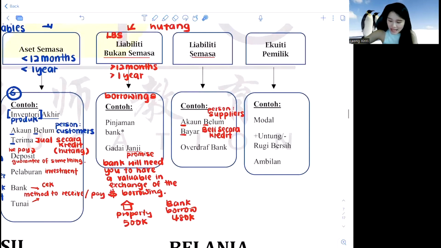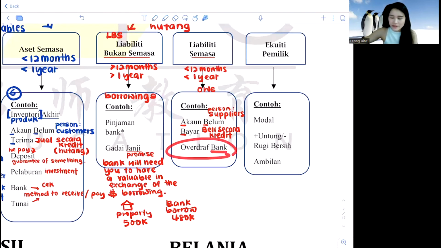Now for liability semasa, less than 12 months, or less than 1 year. Here we have one more that I haven't talked about, which is the overdraft bank. So here, liability semasa is more like what you owe. You owe someone. So overdraft bank, you are owing to the bank.